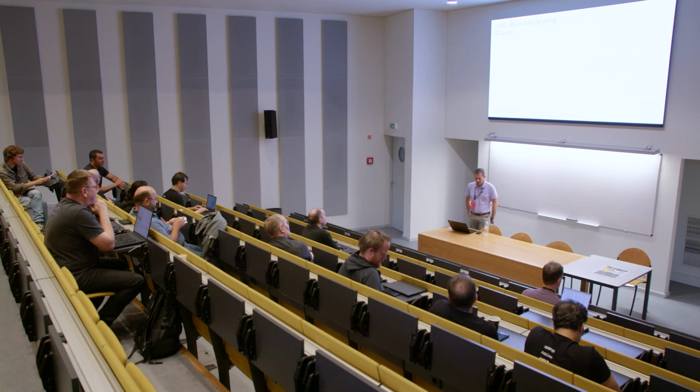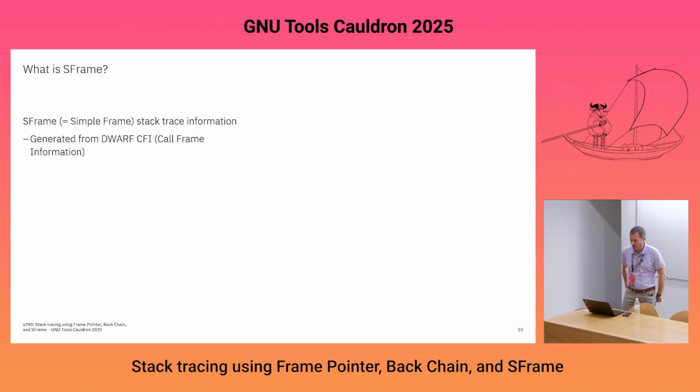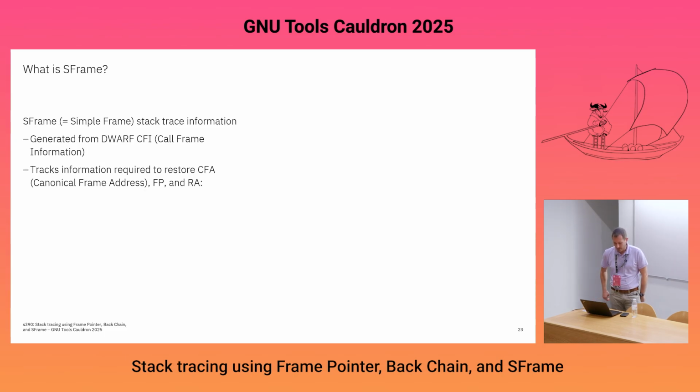Okay, then let's come to stack tracing using SFrame. And first of all, what is SFrame? SFrame stands for simple frame stack trace information. It's generated from DWARF CFI, the call frame information, or more precisely those CFI directives in the assembler. It basically tracks the information required to restore the CFA, the canonical frame address, the frame pointer, and the return address.